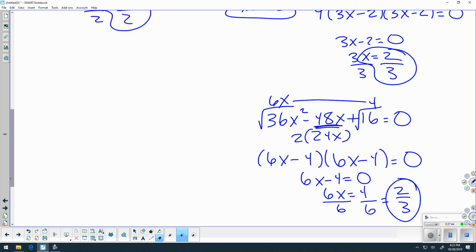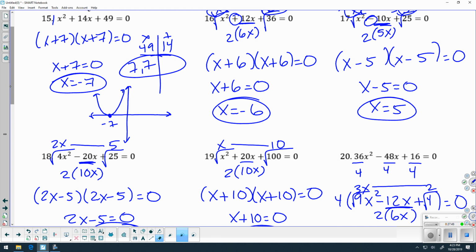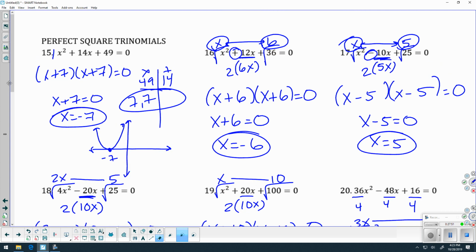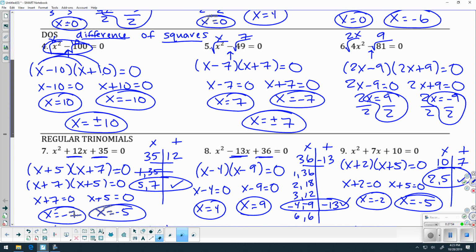Okay? So hopefully this all rings a bell. Maybe you probably haven't seen too much of the perfect square trinomials before in the past, but everything else on this front side I know for sure you guys have done before.